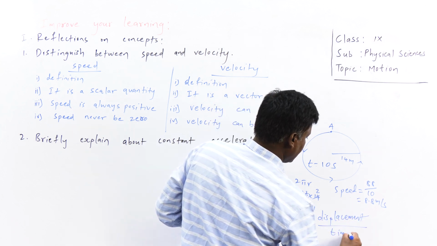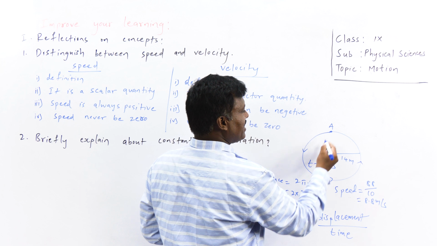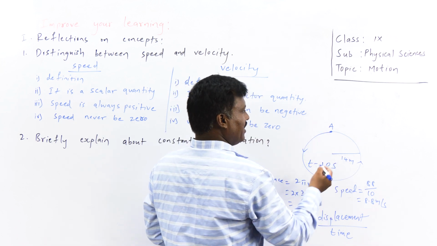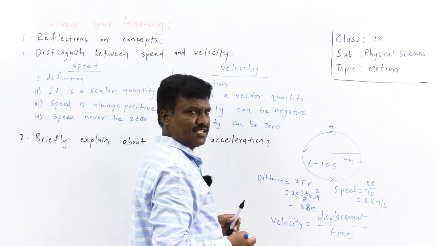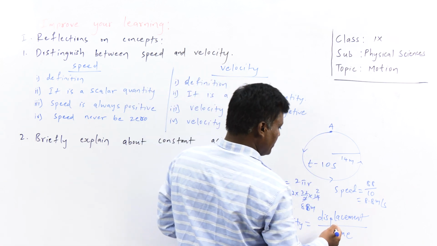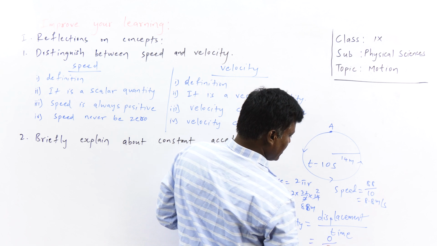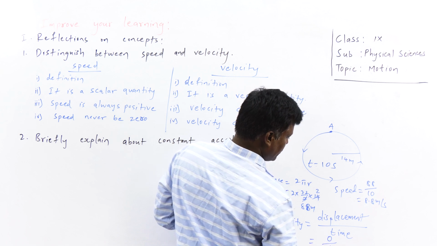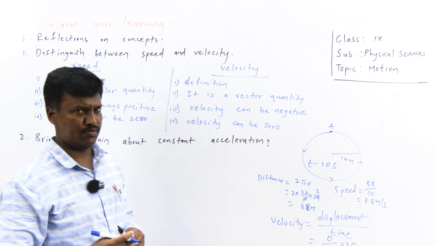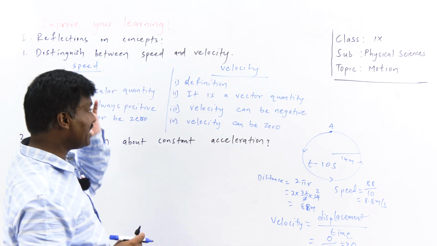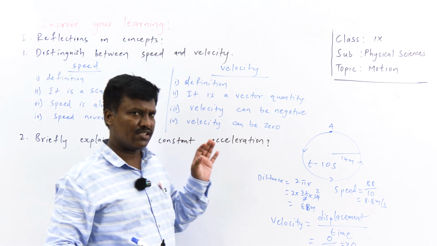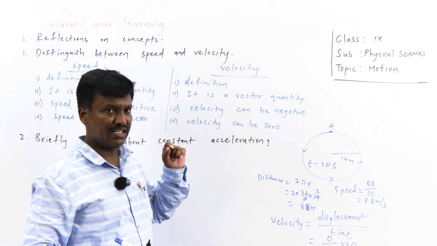What is the displacement in this case? He started at point A and finally he reached point A. The initial point and final point are both the same. When the initial point and final point are the same, the displacement value will be 0. So 0 by something is also 0. So in this case velocity is 0. I hope you understand the major differences between speed and velocity. In this way you have to write the answer whenever this question comes in the exam.